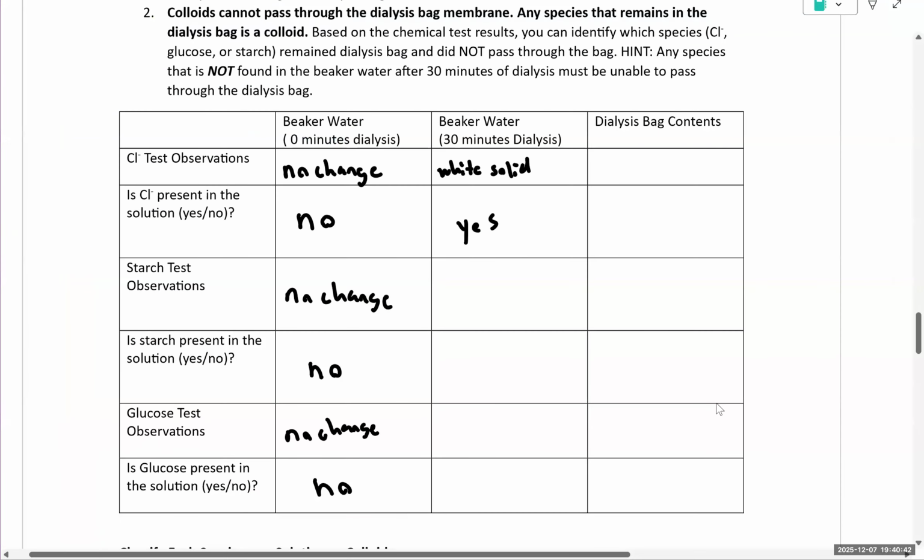Let's write that down. So for the starch test, we see no change. Is starch present in the solution? No.